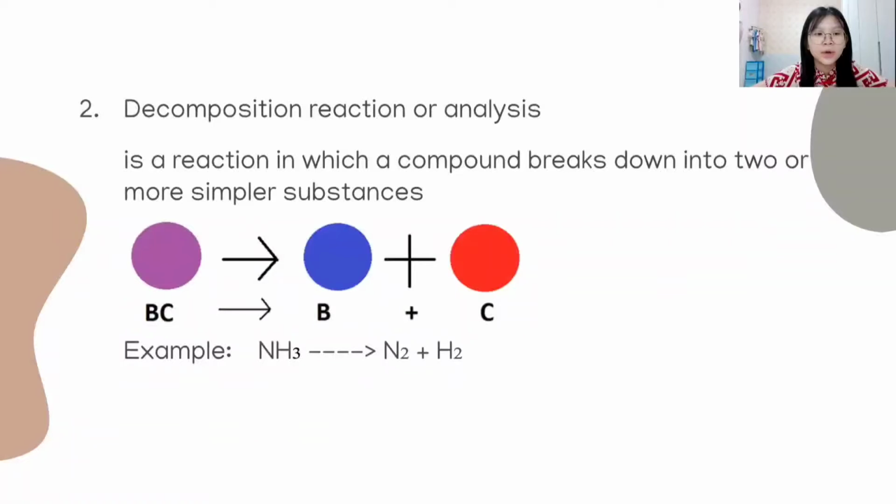Number 2 is the decomposition reaction or analysis. It's a reaction in which a compound breaks down into 2 or more simpler substances. The general equation is BC yields B and C. The example is ammonia yields nitrogen gas and hydrogen gas.